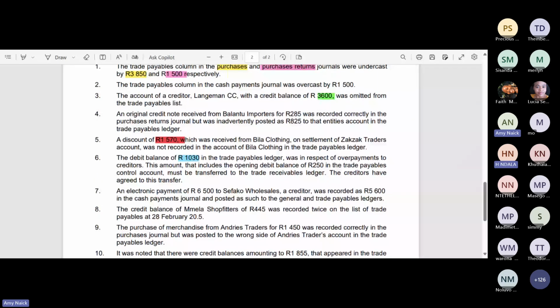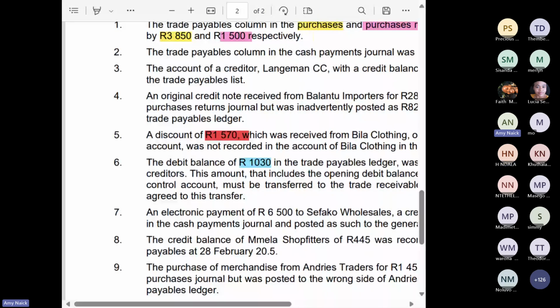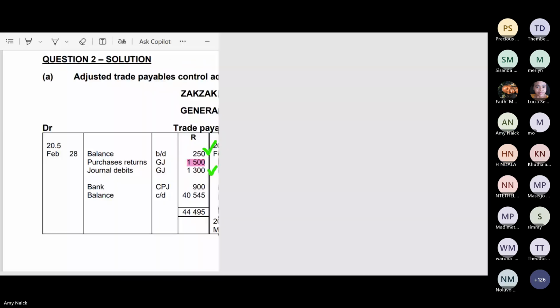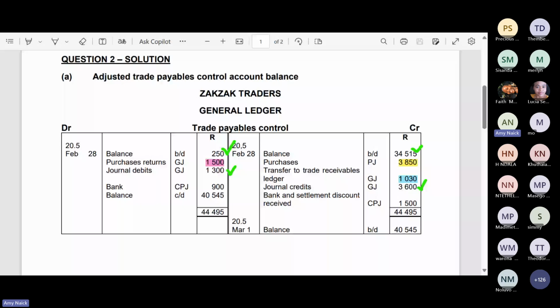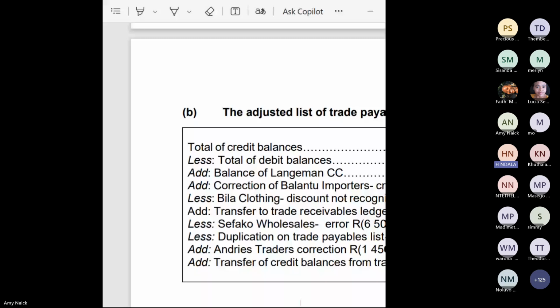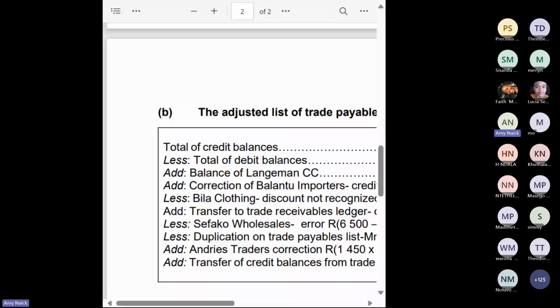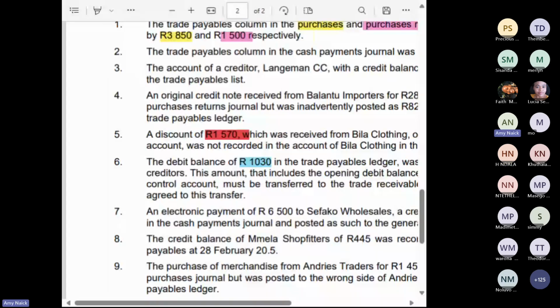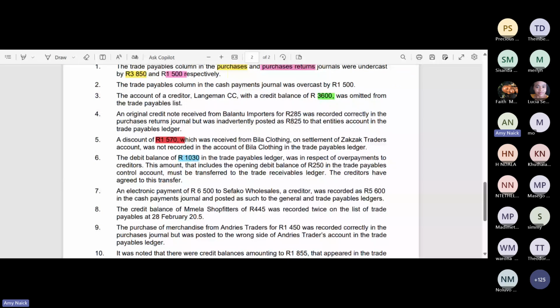So you'll see if we go back, let me just share. There's the 1030, that's a transfer to trade payables receivable, and then there's it here again. Have I answered your question? Yes, you have in some way. Thank you. I'm happy to try explain it a different way, but you guys must just tell me where you're getting stuck or what you're not understanding fully, and then I can try elaborate.